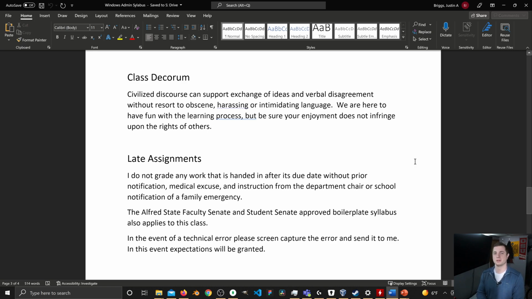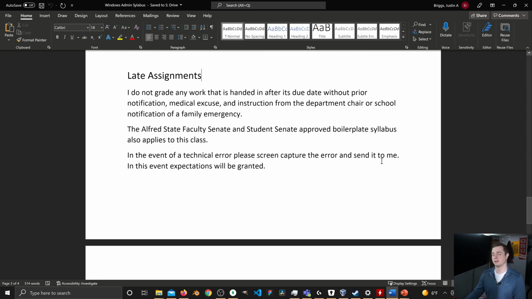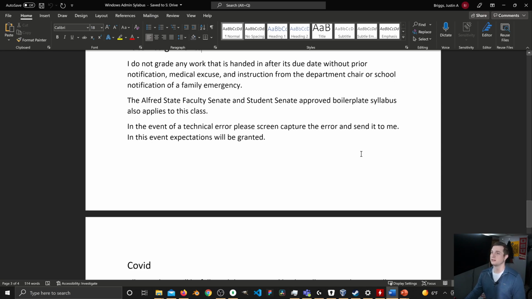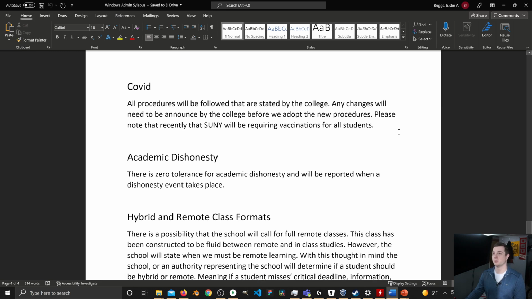General procedure when it comes to class etiquette: show up reasonably dressed, treat people with respect, right? And be a decent person, right? That's essentially what this falls under. Late assignments, I don't take late assignments. Okay, unless something happened, and it'd have to be a relatively monumental event for me to take something late, but those events are few and far between.